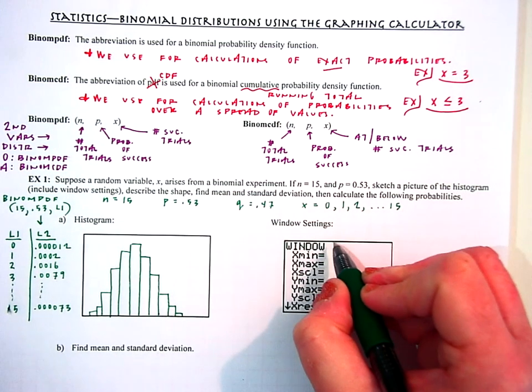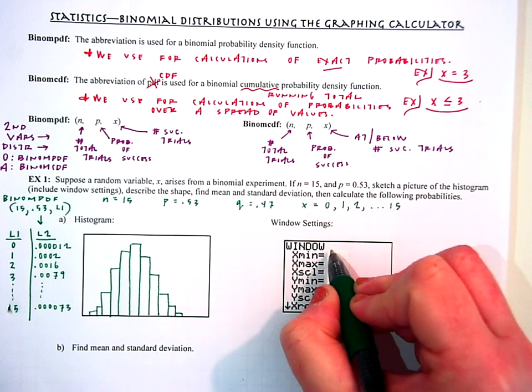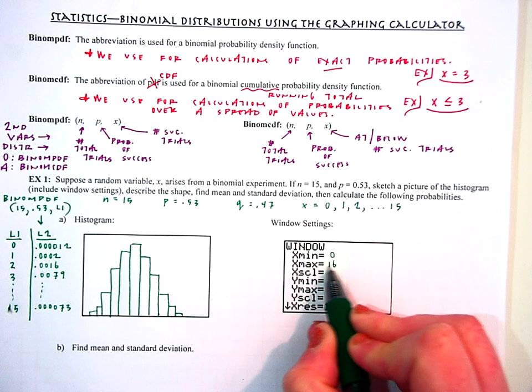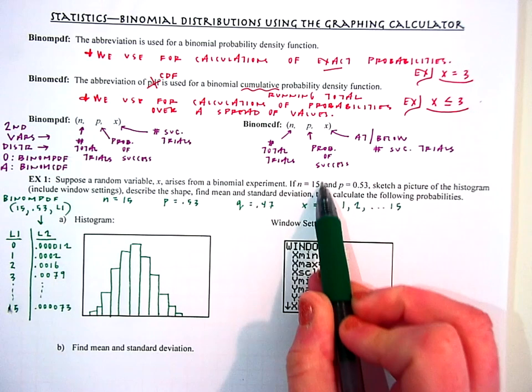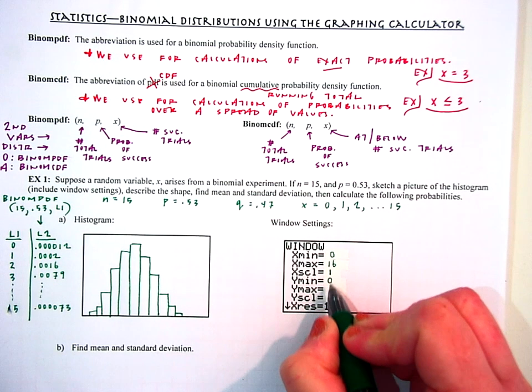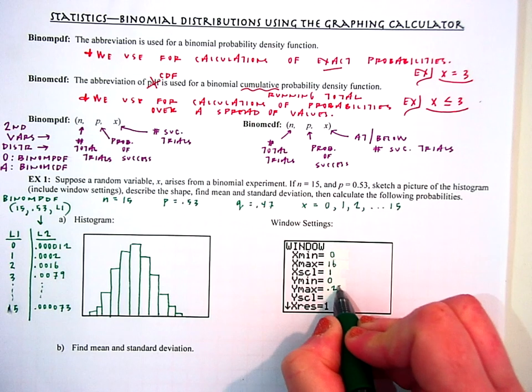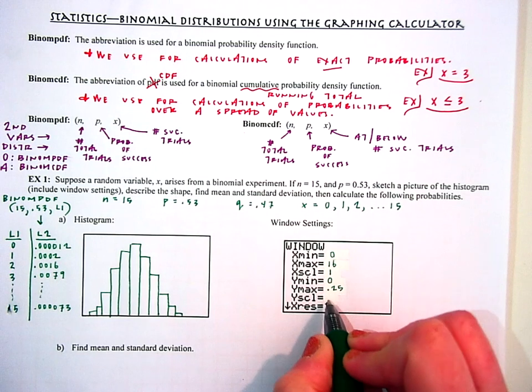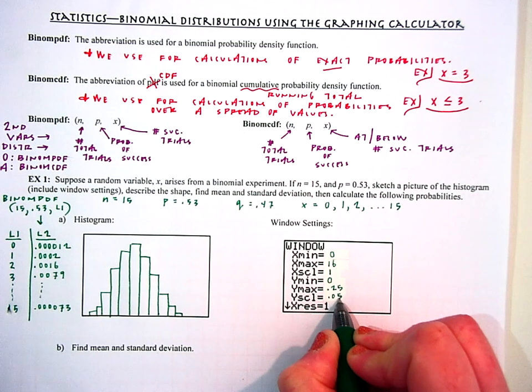I'm going to record my window settings off to the side. So that was 0 to 16. Again, it was 1 more than the N value. My N value is 15. I'm scaling it by 1s. My Y min was 0. My Y max was 0.25. And this is really contingent on what was the biggest probability that I had. I just want to go a little bit above it. And I scaled it by 0.05.